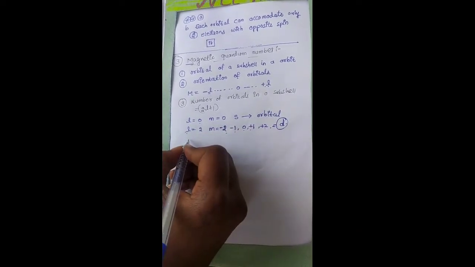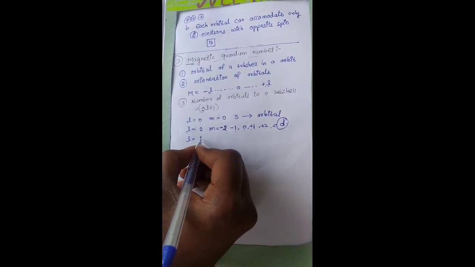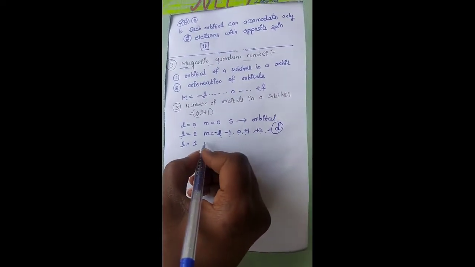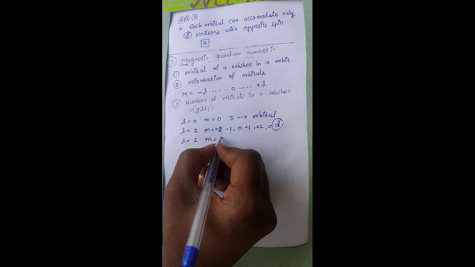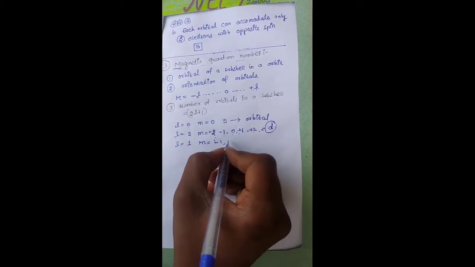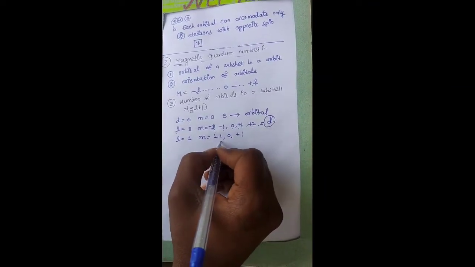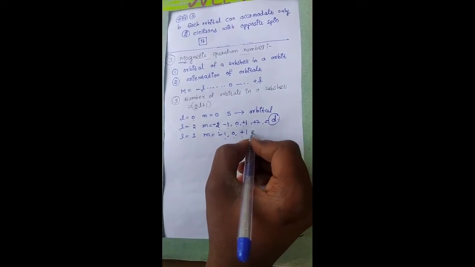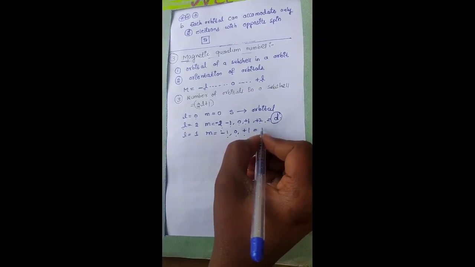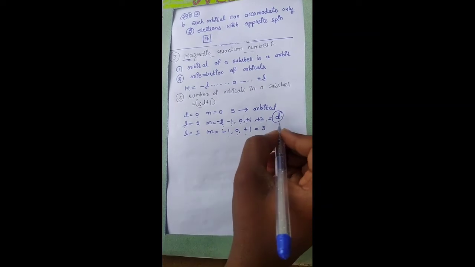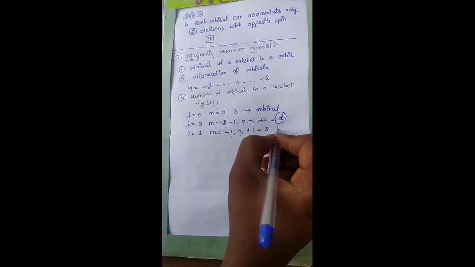Oh students, we already missed one here. I will write L is equal to 1. Here M is equal to minus 1, comma 0, comma plus 1. 1, 2, 3: the 3 orbitals. 3 orbitals means it is the P subshell.